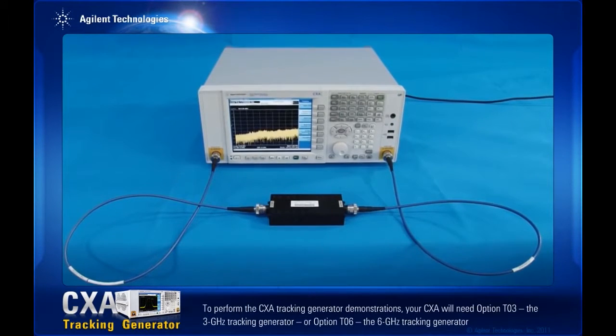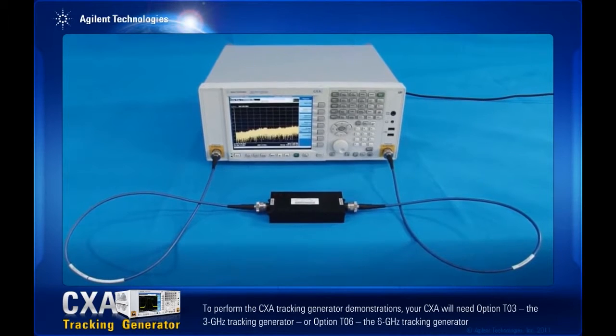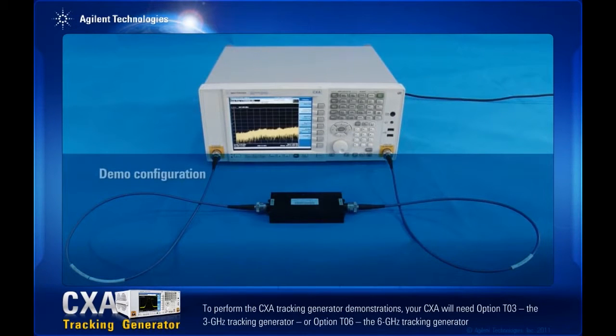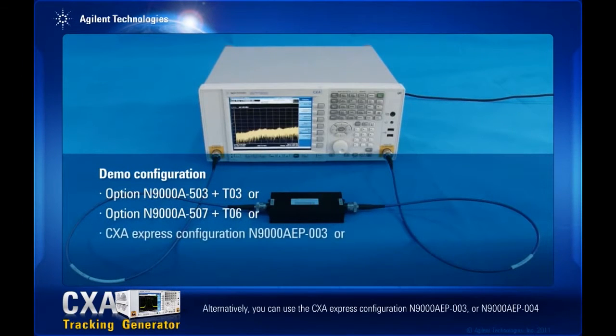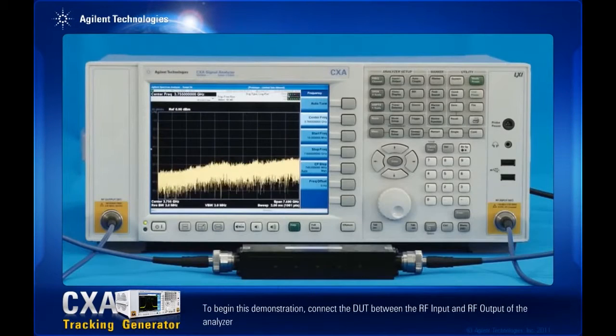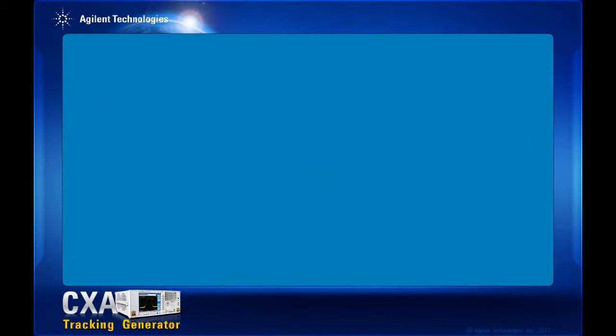To perform the CXA tracking generator demonstrations, your CXA will need option T03, the 3 GHz tracking generator, or option T06, the 6 GHz tracking generator. Alternatively, you can use the CXA Express configuration N9000A EP003 or N9000A EP004. To begin this demonstration, connect the DUT between the RF input and RF output of the analyzer.